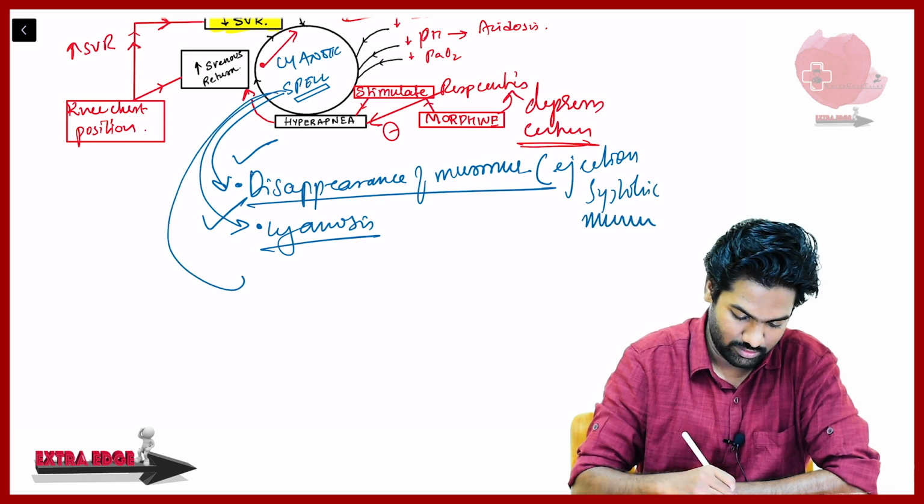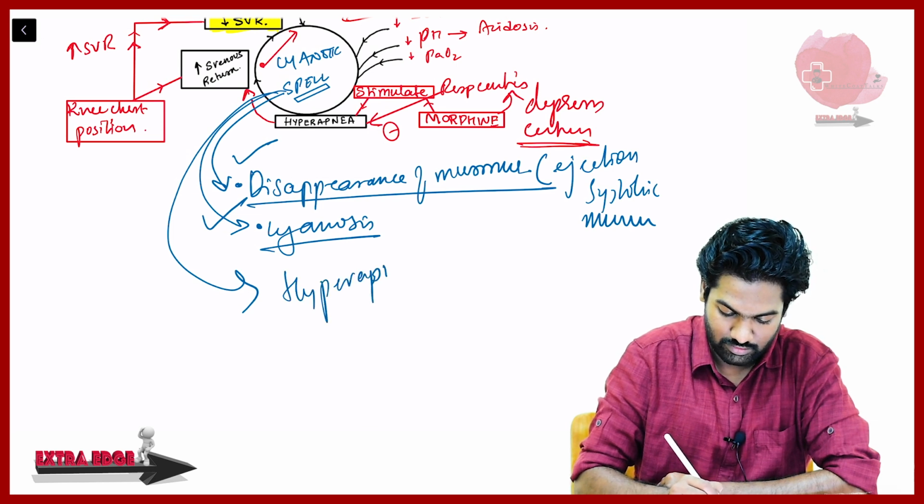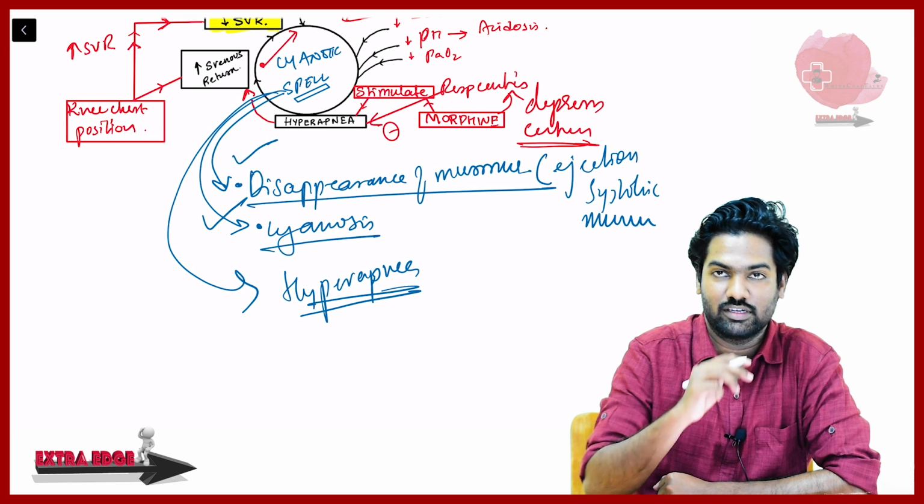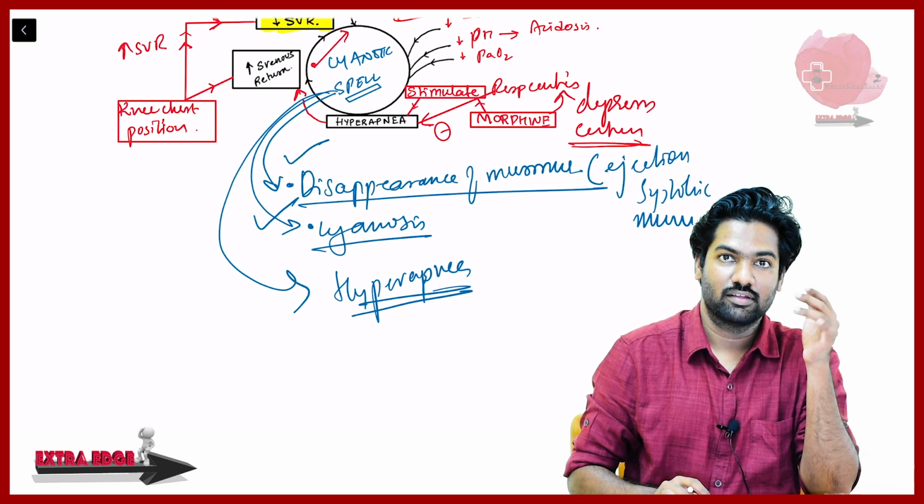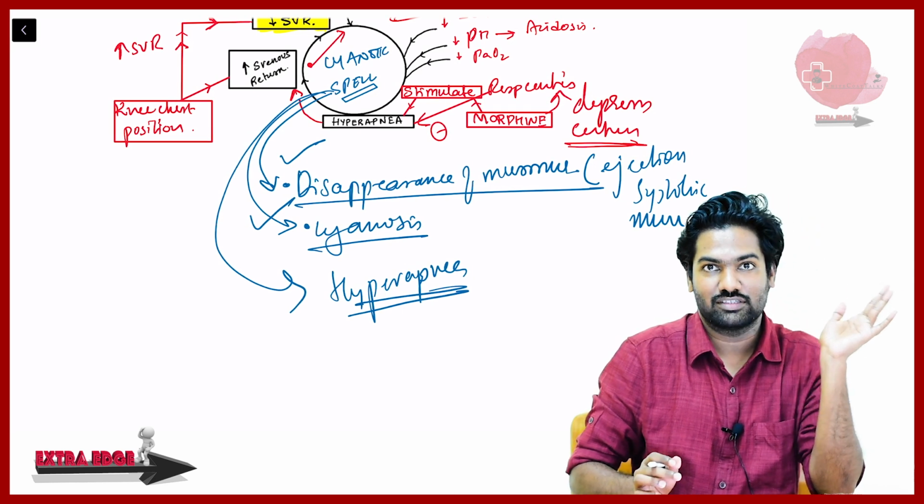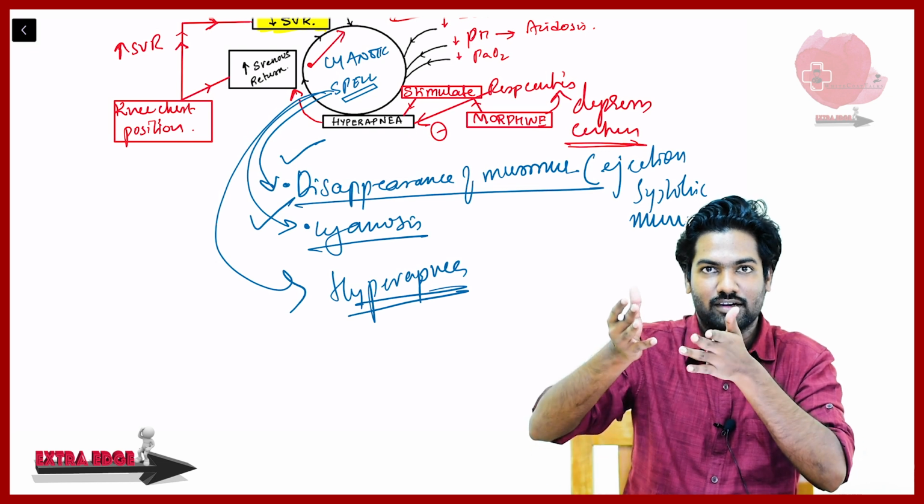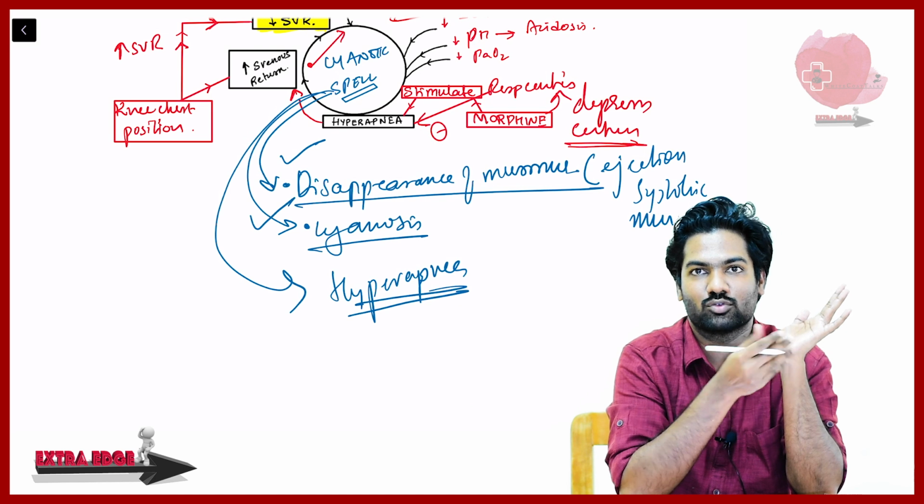Okay, cyanosis, and then next hyperapnea. If these three things are there, that's when we call it a cyanotic spell. Now, why do you think the murmur disappeared? The murmur disappeared because of this right to left shunt happening, the entire blood is going through what? Through the aorta only. So hardly anything is going through the pulmonary.